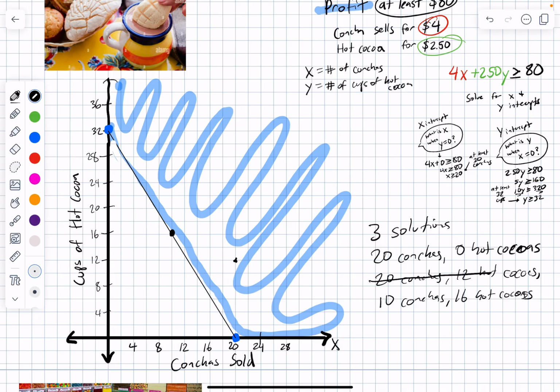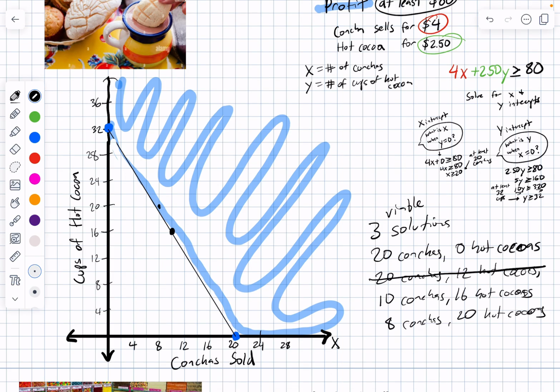I kind of think this one's not so great because you don't even need 20, 20 is enough on its own. You don't need 20 and 12. So maybe we pick another one like here. What's that? 8 conchas and 20 hot cocos. All right, those are 3 viable solutions. So ones that would make sense.